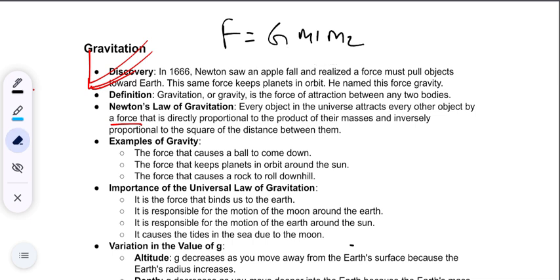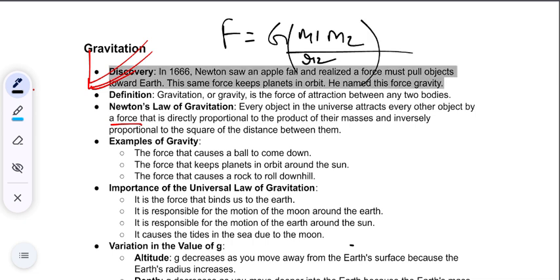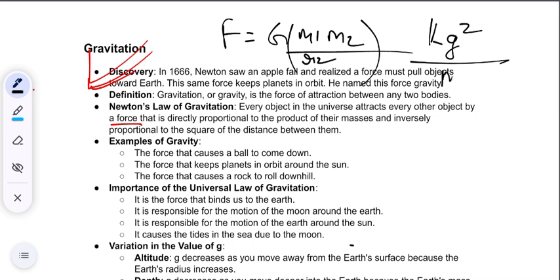Radius square. m1 into m2 upon radius square. Okay. Now, can we write it like this? See, F equals G m1 into m2. Mass is always measured in kilogram. Can we write it as kg square, because two masses are there? Radius square, meter square is there. Again, square will be there. Okay. Now this formula is clear.